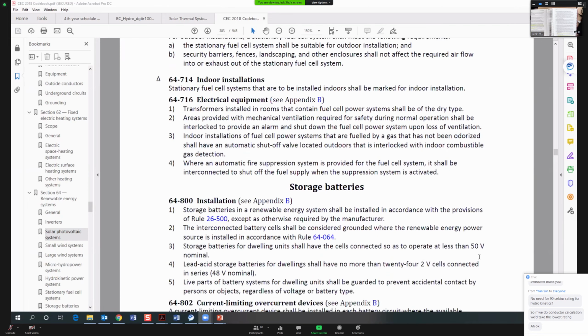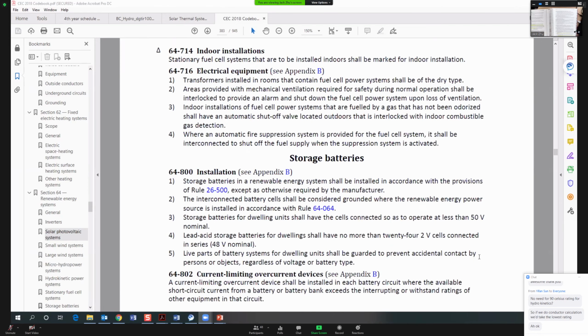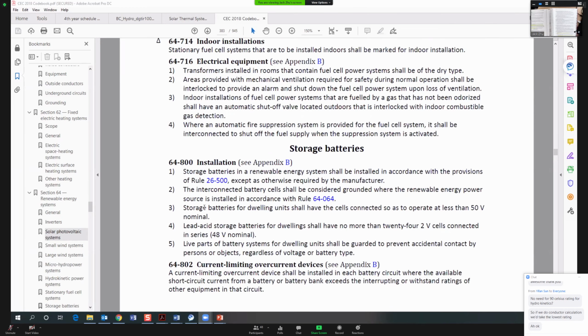Storage batteries. Storage battery for a dwelling unit shall have the cells connected to operate at less than 50 volts nominal. So for industrial use, it doesn't matter. But for a residential dwelling unit, you cannot go higher than 50 volts. It's for the safety of the people living there.